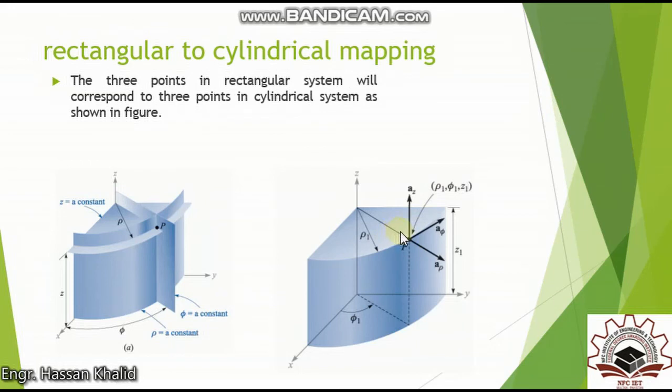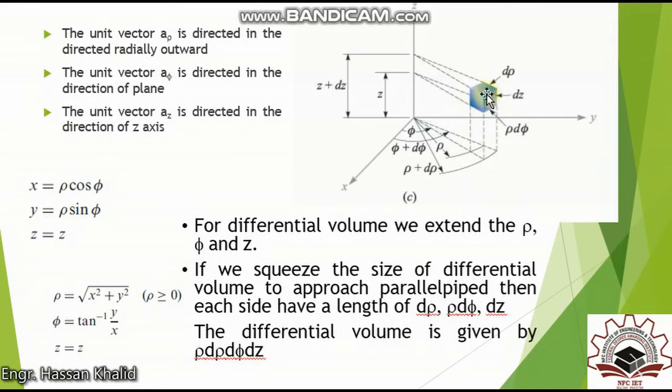Now let's consider a small portion of this cylinder that will be representing something similar to a cube, but it will not be exactly a cube. So it will have a specific volume. Let's say that it's very small, and there are some incremental lengths in its rho, in its phi, and in the z.